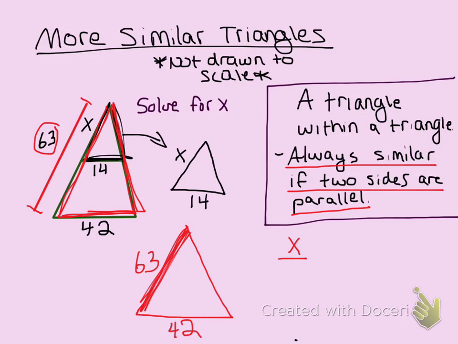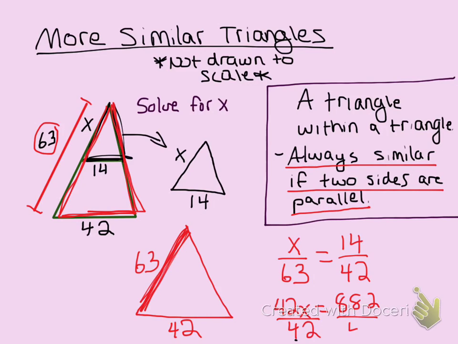So I've got x over 63 equals 14 over 42. And then I'm going to cross multiply, just like I've been doing. So I've got 42x equals 63 times 14, which is 882. I'm going to solve for x by dividing both sides by 42. That gives me that x equals 21.